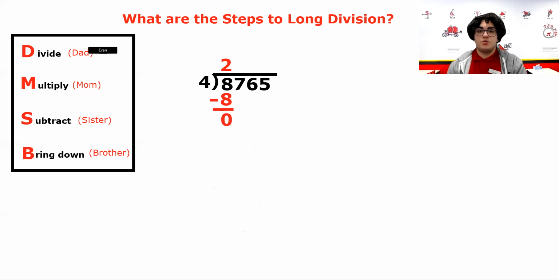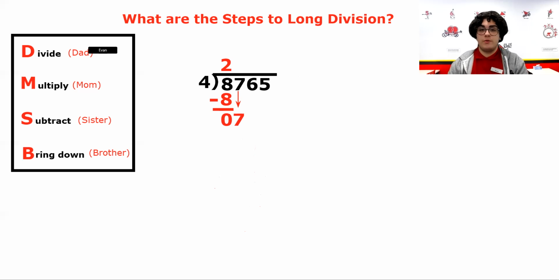Our next step is to bring down. We're going to take the next number to the right in the dividend. In this case, it's a 7. You can see a 7 occupies the hundreds place, and we are going to bring that number down just next to our difference. And that is the bring down step.